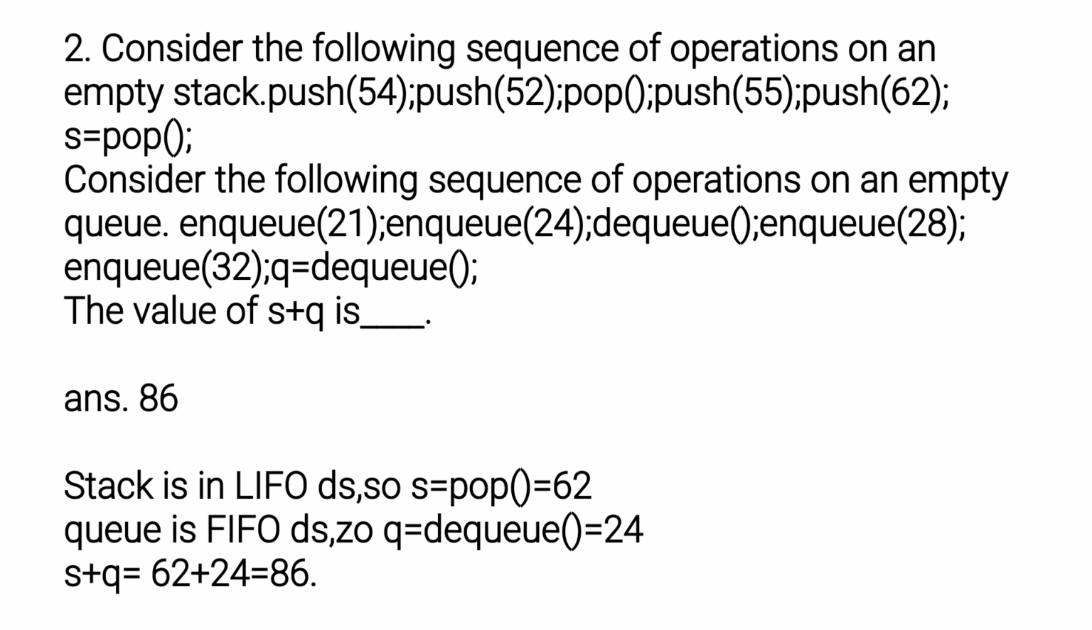Second question, consider the following sequence of operations on an empty stack. Push 54, push 52, then pop function, push 55, push 62, then s equal to pop function. And consider the following sequence of operations on an empty queue: nq 21, nq 24, then dq function, nq 28, nq 32, then q equal to dq function.